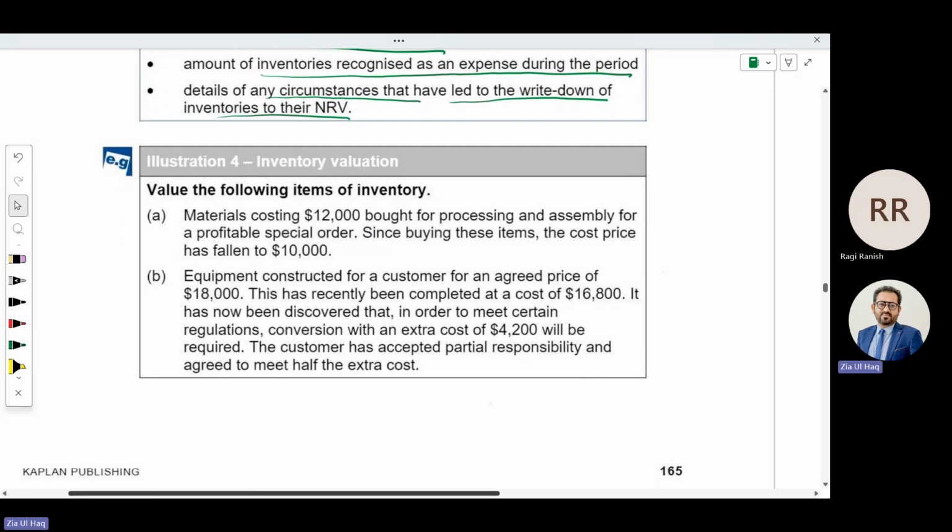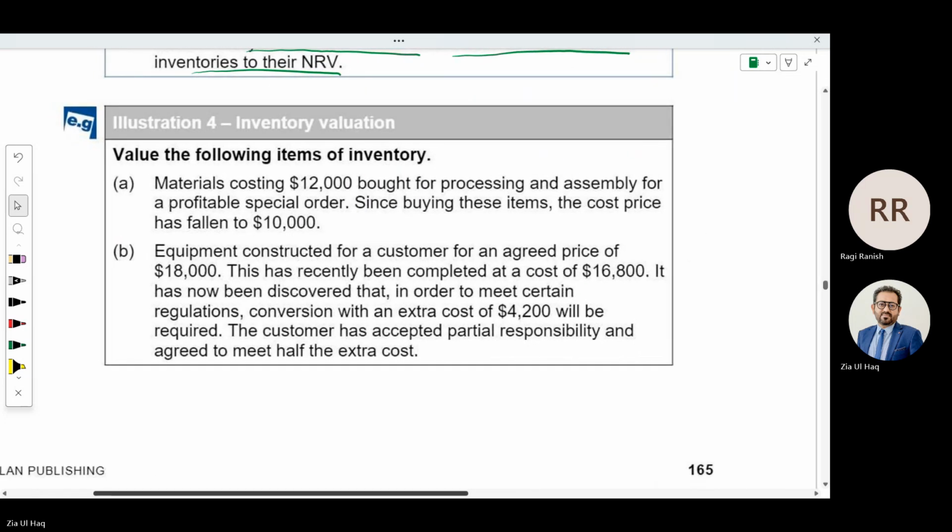Test yourself on this illustration, Part A and B. Can you measure the closing inventory figure? Please try to calculate the closing inventory figure.